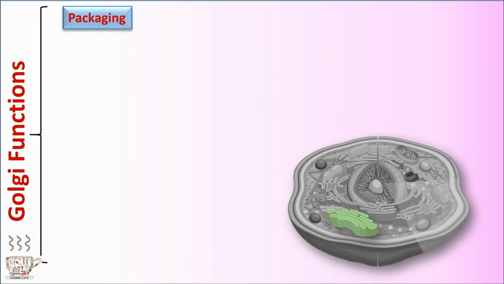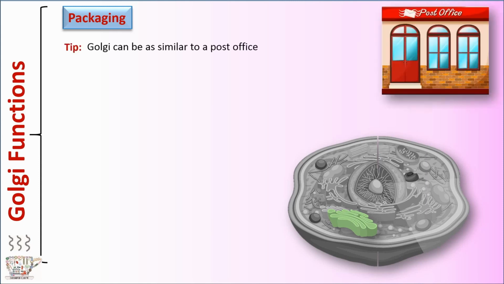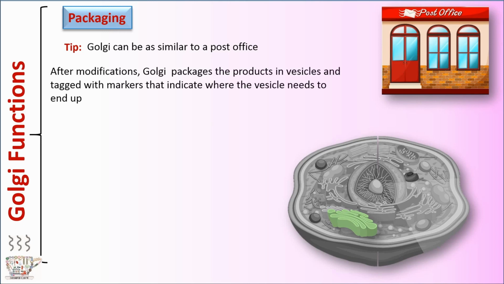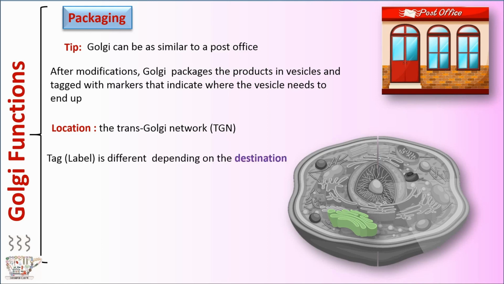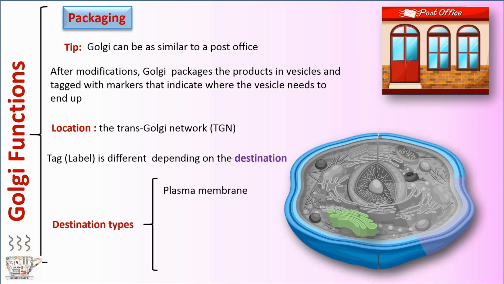Another function of Golgi complex is packaging. Golgi can be similar to a post office. After modifications, Golgi packages the products in vesicles and tags them with markers that indicate where the vesicles need to end up. It occurs in the Trans-Golgi network or TGN. The tag or label is different depending on the destination. Destination can be a plasma membrane, the cell exterior, or lysosome.